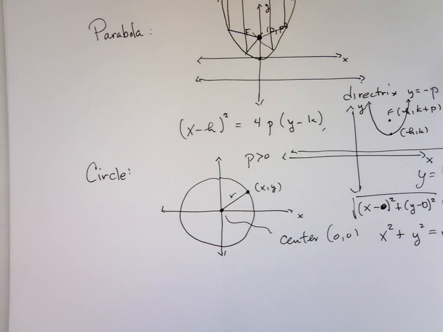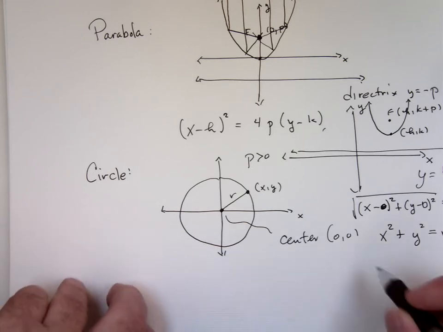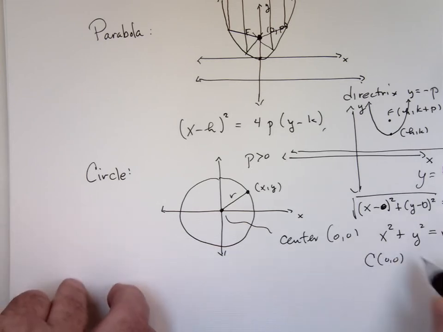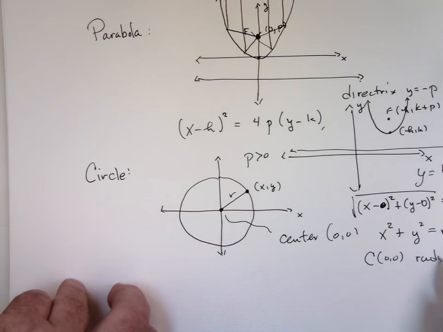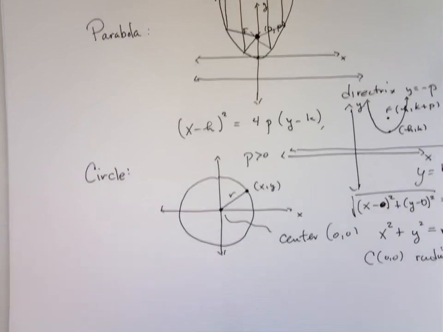The equation of a circle whose center is (0, 0), whose radius is r. Okay? That should not be anything difficult. That should be old stuff.